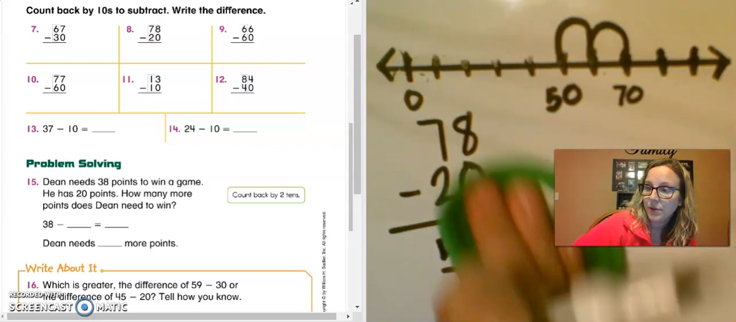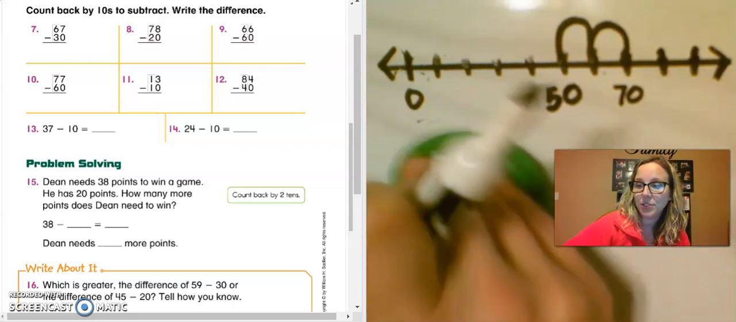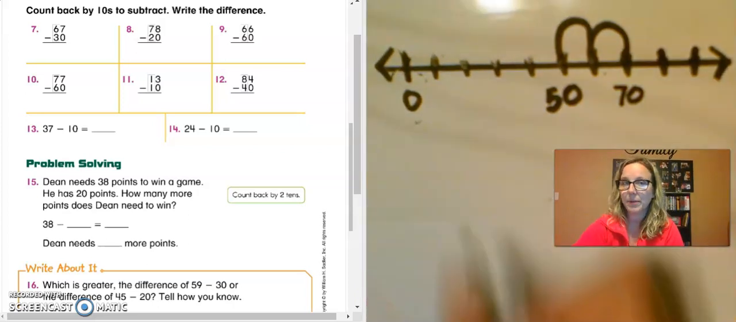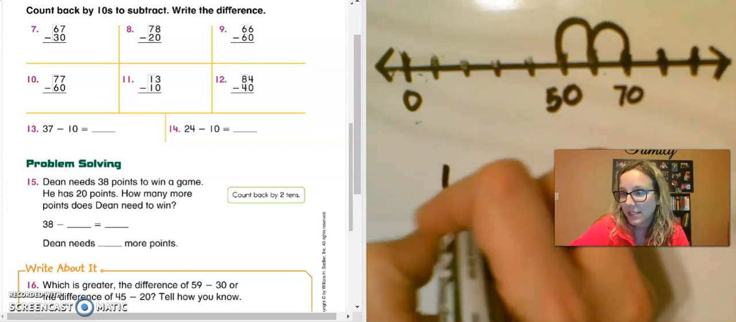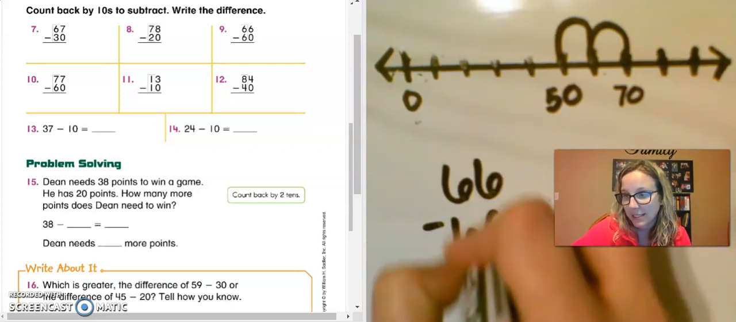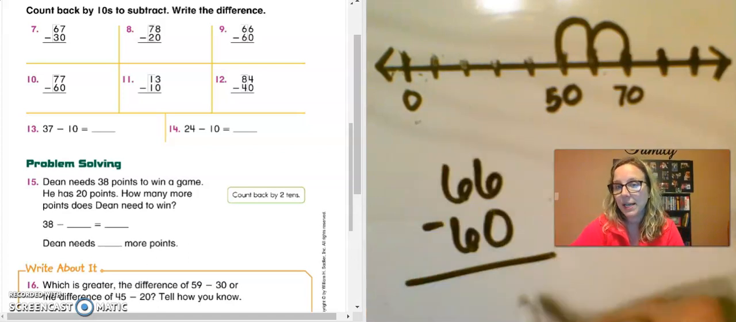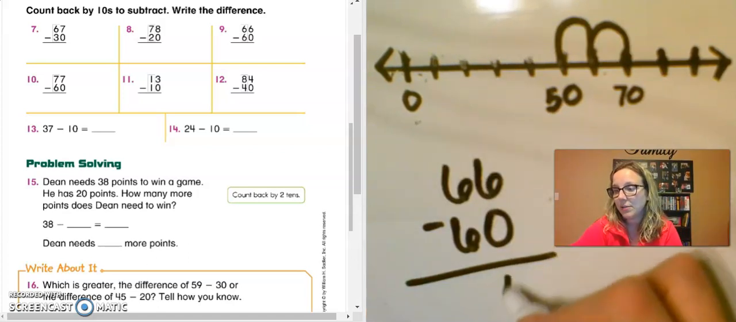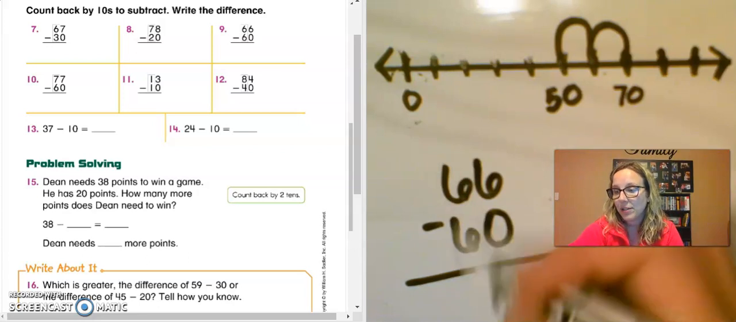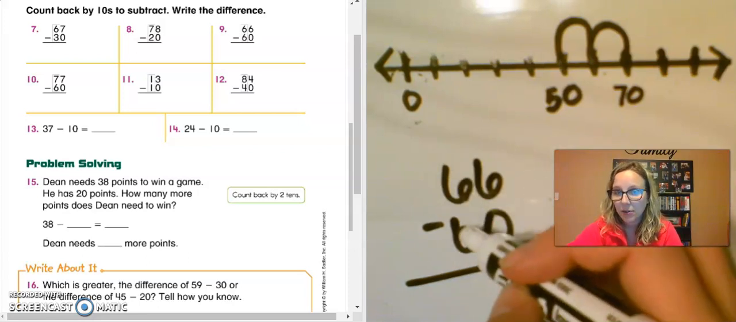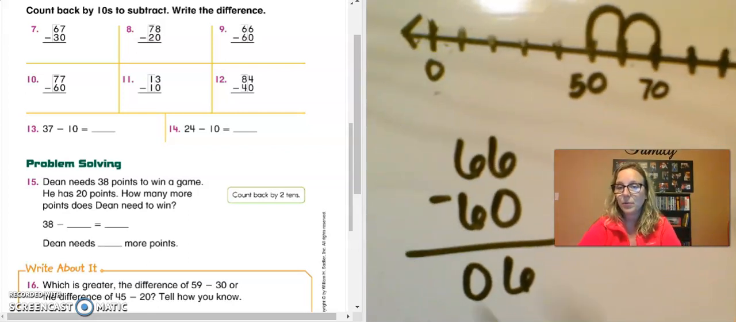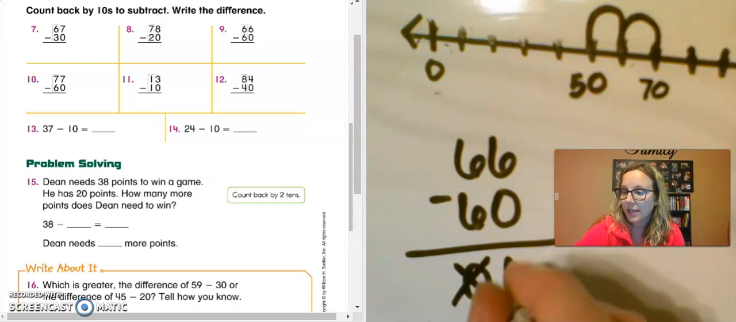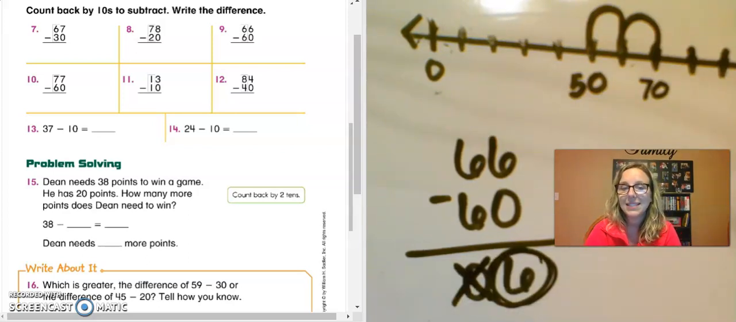Okay, and now for number 9, I'm going to show it to you using just your basic subtracting each of your columns. So 66 minus 60. So we start with our ones column and we say 6 take away 0 equals 6. And then we go to our tens column and say 6 tens, take away 6 tens equals 0. Now, I've told you this before, when we write a single digit number, we don't need that 0. So our answer for this one would just be 6.